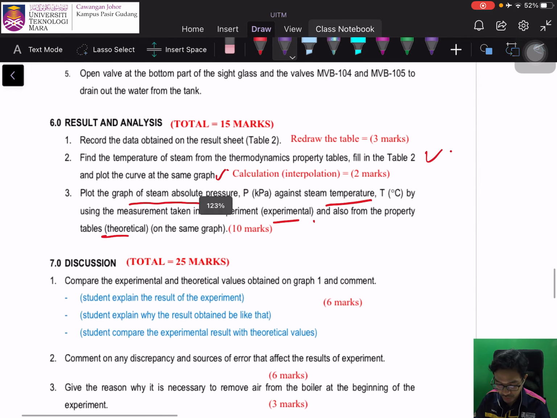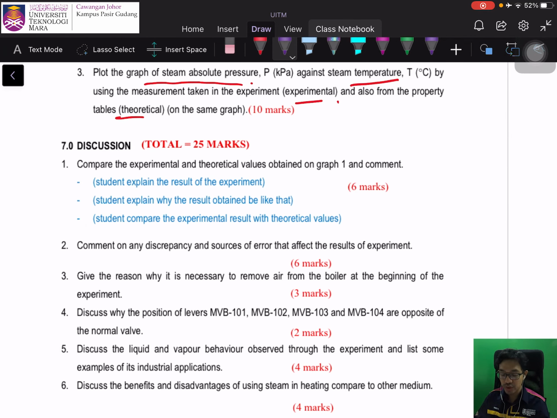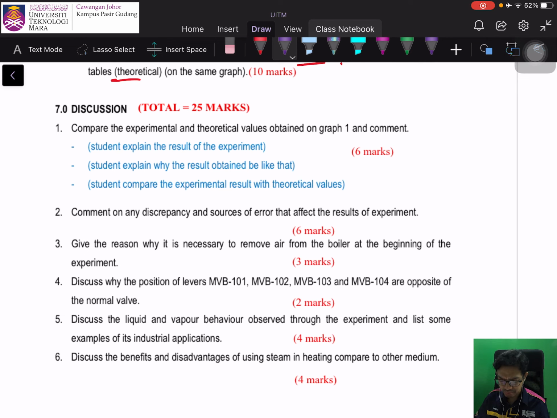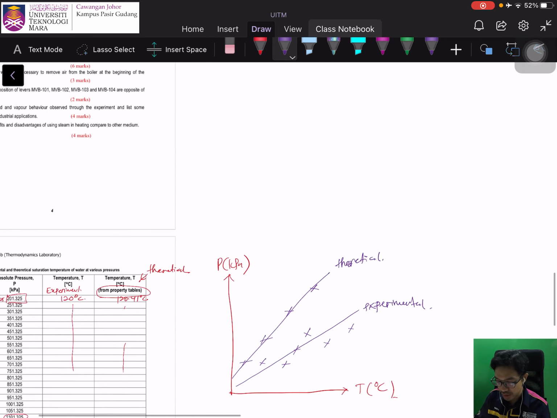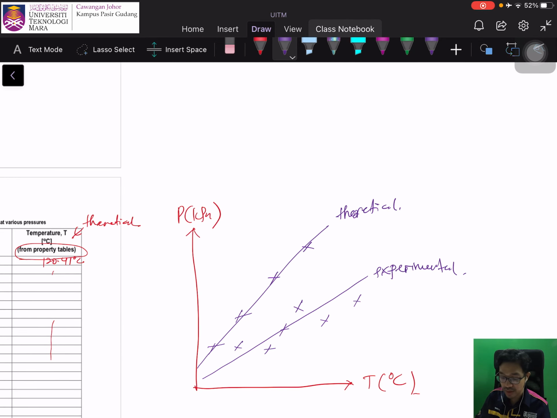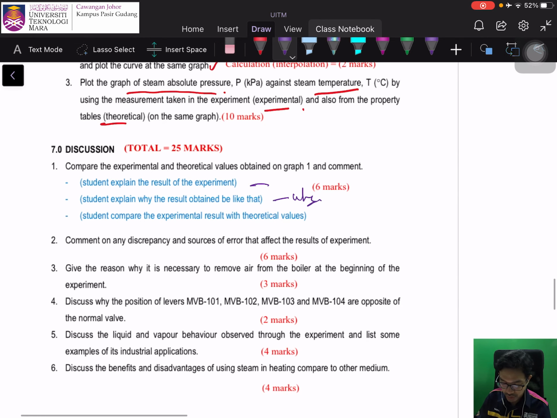Okay, so if you see on the discussion also, it already mentions what you need to do. So you need to do all of these things in the discussion. And also this is about the result and why the result is like that. Why the theoretical is higher than the experiment, or maybe the experiment is higher than the theoretical value. And then the last one is to compare it, which is to give the reason, based on the graph that you have plotted. Okay, so the rest of it you need to read and also answer, on the next item or next subtopic.